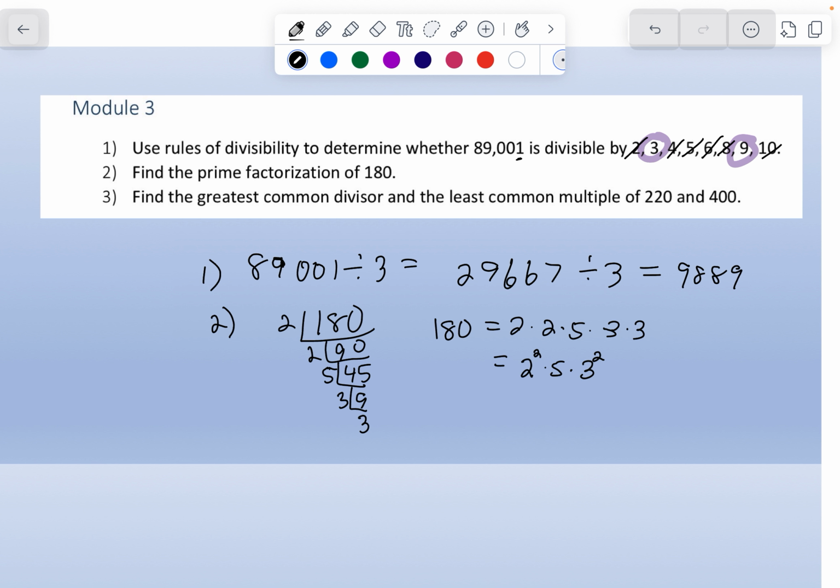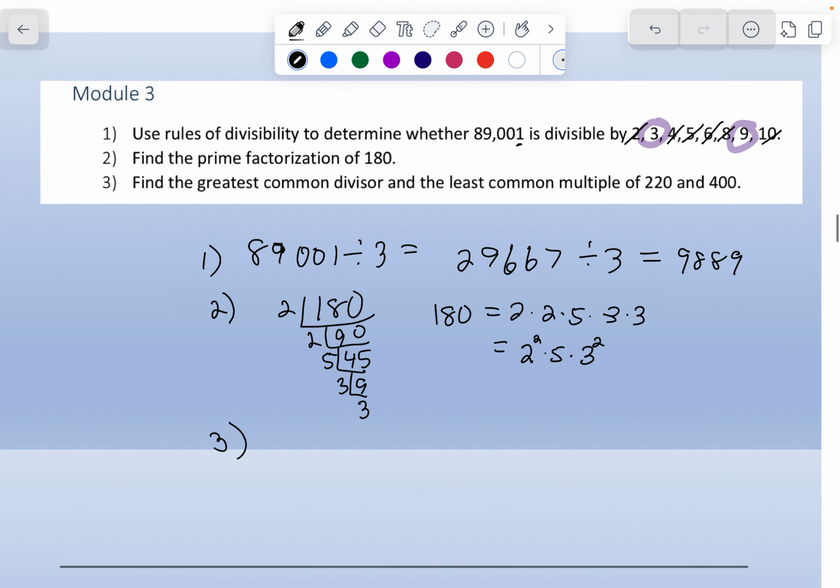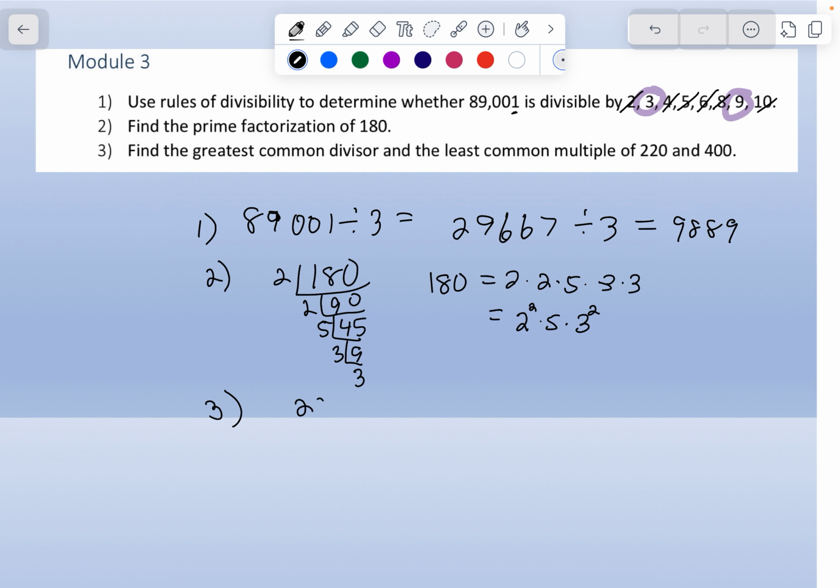And then lastly, in module 3, the greatest common divisor and least common multiple of 220 and 400. Now, I would do exactly what we did before. Let's break it down. I know I can cut that in half. I know I can cut that in half. Then I can divide by 5. And so 220 is 2 squared times 5 times 11.